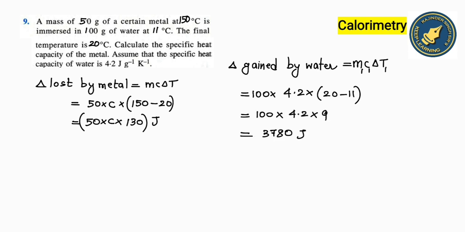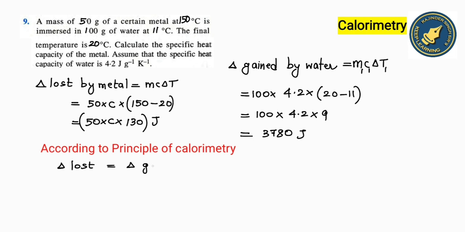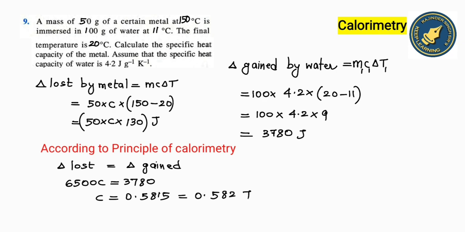Now applying the principle of calorimetry, what it says, heat lost by metal will be equal to heat gained by water. Substitute these values. So you have the final answer C is equal to, and always round your answer to three decimal places. So 0.582 joules. This time we have used grams, so per gram per Kelvin.